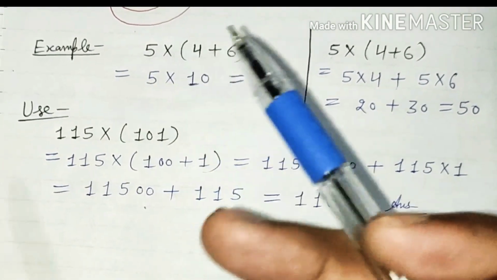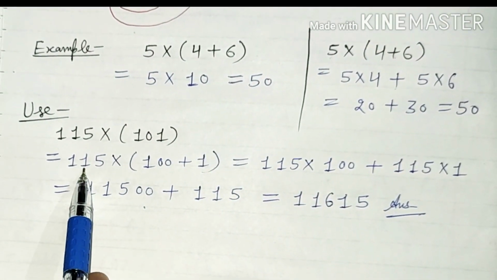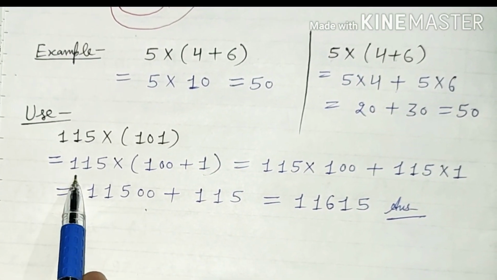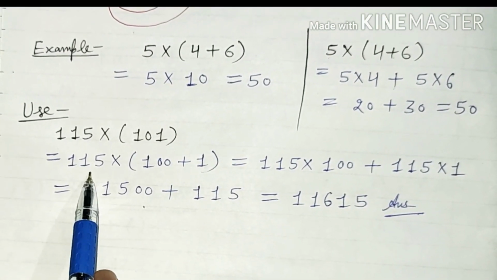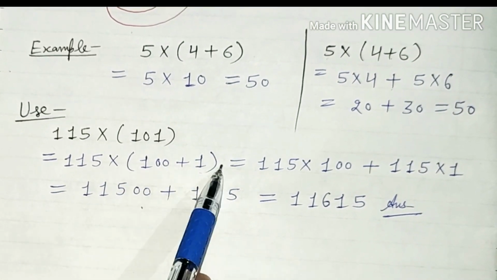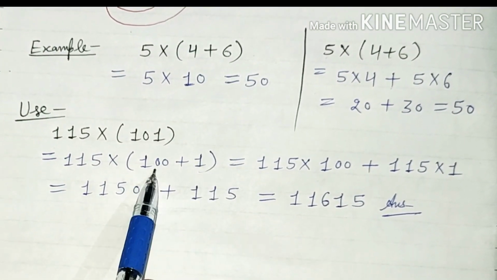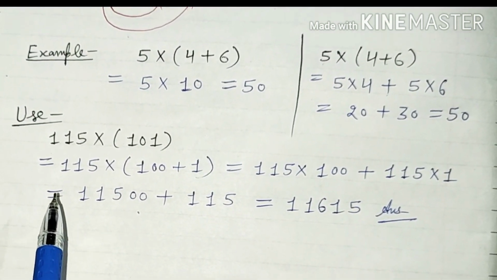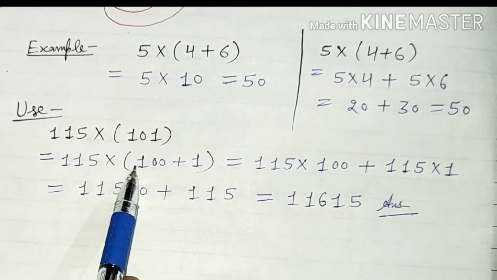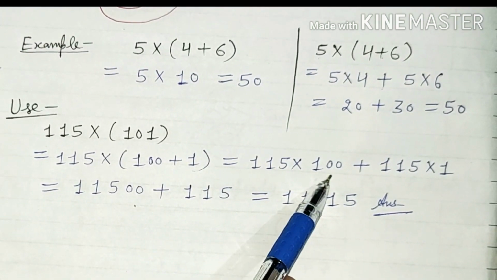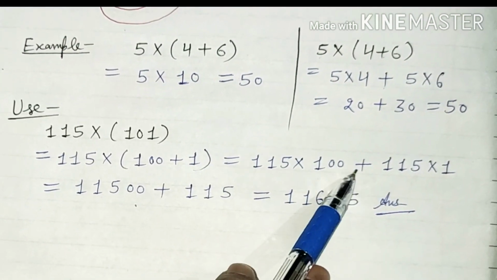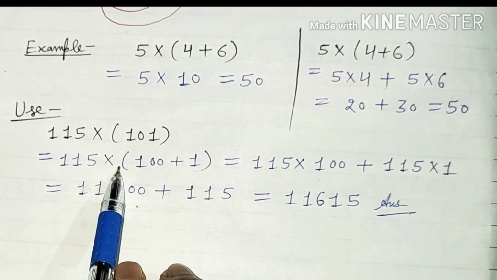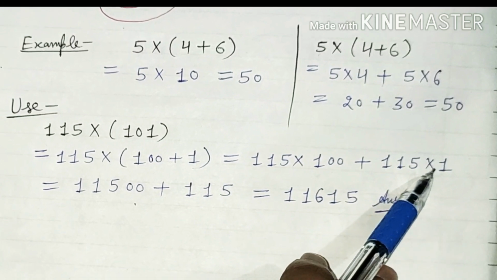Now how will our calculation be done? The distributive property says whatever number is outside the bracket will get distributed among the numbers inside the bracket. So 115 first multiply with 100, plus sign is there, so we will have to put plus sign here. Now in the next step 115 will multiply with this 1.